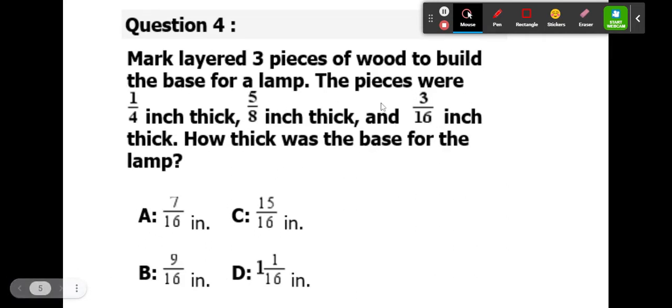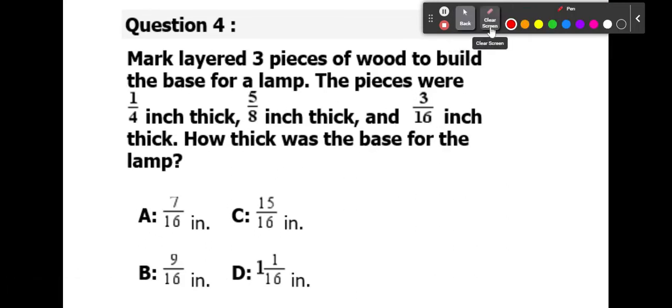For number 4, Mark layered 3 pieces of wood to build the base for a lamp, and the pieces were 1/4 inch thick, 5/8 inch thick, and 3/16 inch thick. How thick was the base?